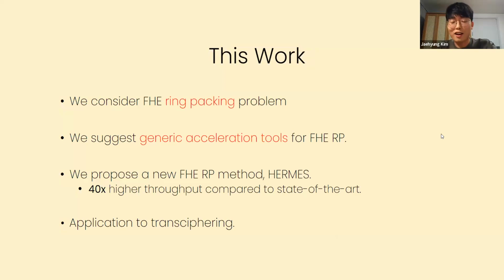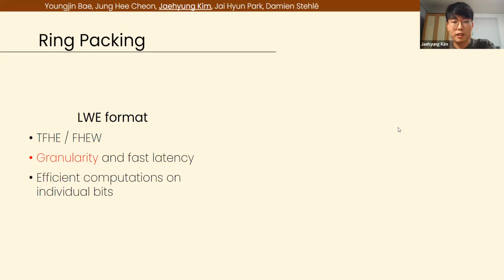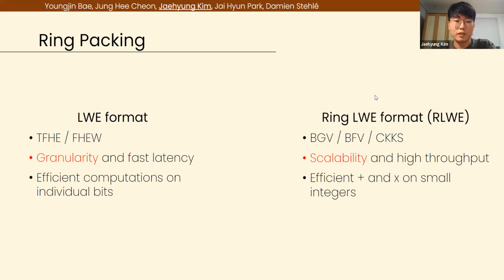So now I proceed to the definition of ring packing. In fully homomorphic encryption, there are basically two categories of schemes. One is LWE-based schemes, and the other is ring LWE-based schemes. And the names of the categories denote the default format of ciphertext they use. As you all know, TFHE and FHEW are LWE-based schemes, and BGV, BFV, CKKS are ring LWE-based schemes. LWE format ciphertext and ring LWE format ciphertext have their own advantages over the other.